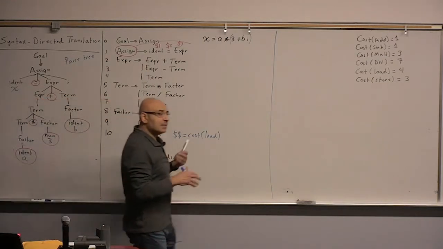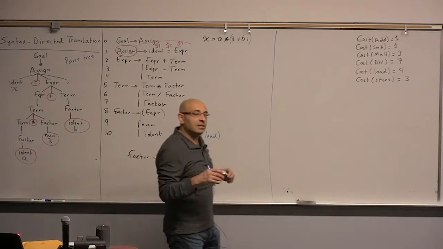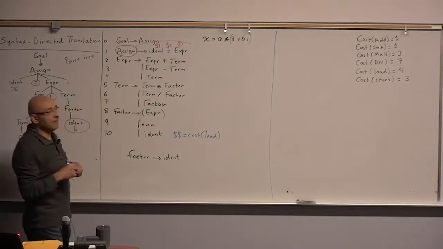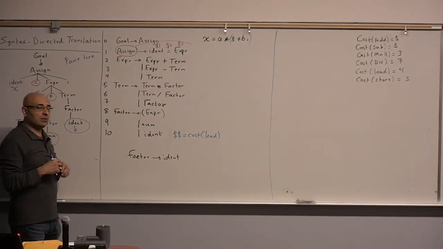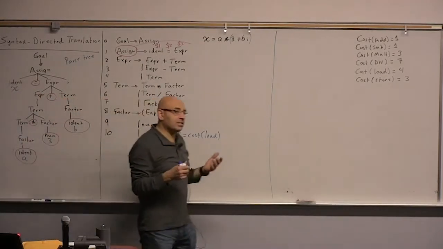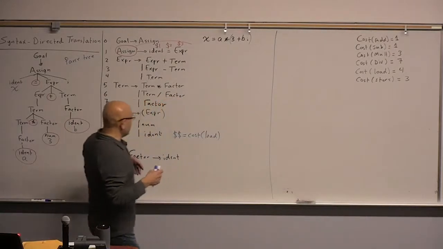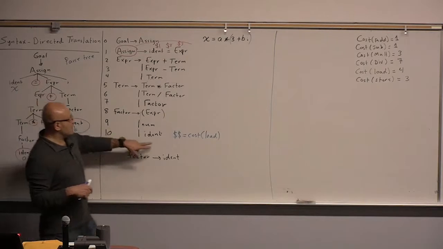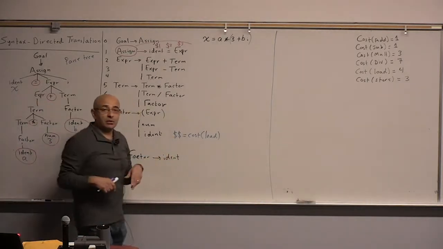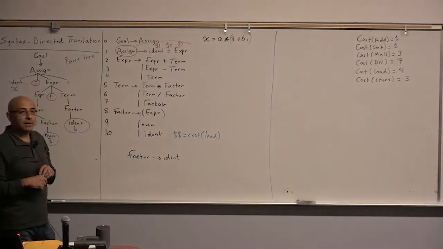Now, is this a valid assumption or not? Does it make sense in general? What do you expect? We haven't talked much about code generation, but is it a reasonable assumption to say that whenever there is an identifier, it will get loaded from memory?